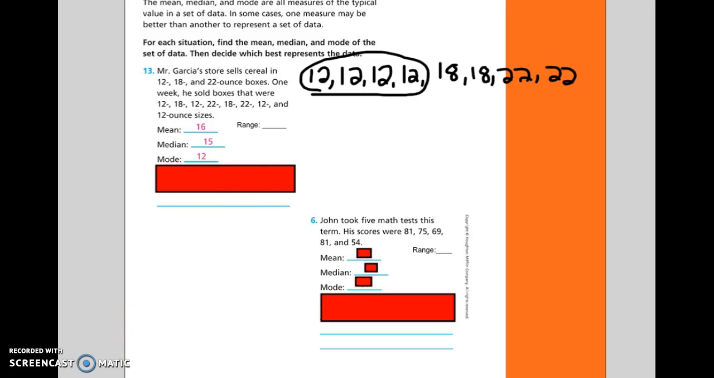Last thing we're going to look at is the range. For the range, remember, we're going to subtract the biggest number, 22, minus the smallest number, which is 12, and that should give us the range. 2 minus 2 is 0, and 2 minus 1 is 1. So my range is going to be 10.